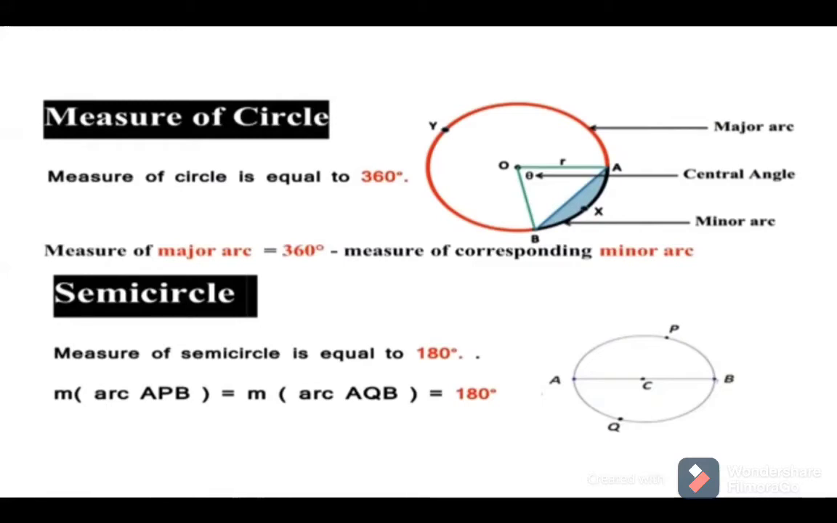Now, semicircle. The measure of a semicircle is equal to 180°. You can observe in the diagram, major arc APB is equal to major arc AQB is equal to 180°, and a diameter divides the circle into semicircles.